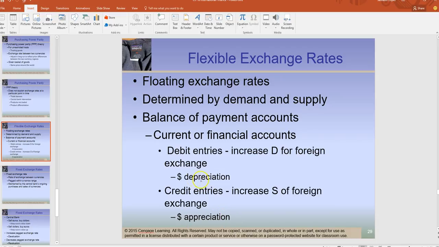Demand and supply is always changing depending on all these transactions that are occurring every day.